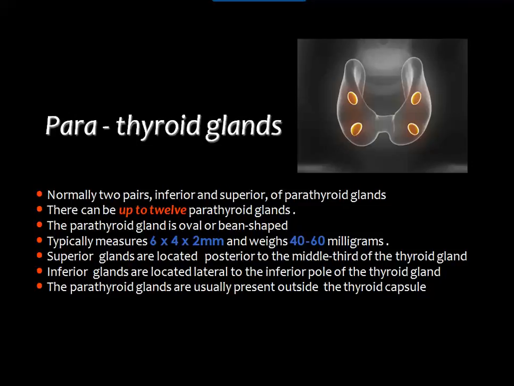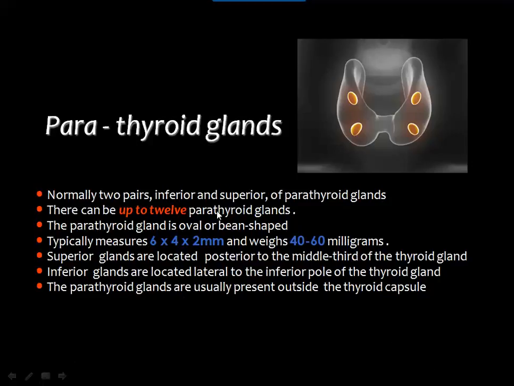Finally, we came to the issue of the parathyroid glands, and you know that there are normally two pairs of parathyroid glands related to the posterior aspect of the thyroid. The upper parathyroid glands are located posterior to the middle part of the thyroid gland. The lower parathyroid glands are usually located inferior to the lower thyroid pole or posterior to it. And you may know that up to 12 parathyroid glands may be present in a single subject.